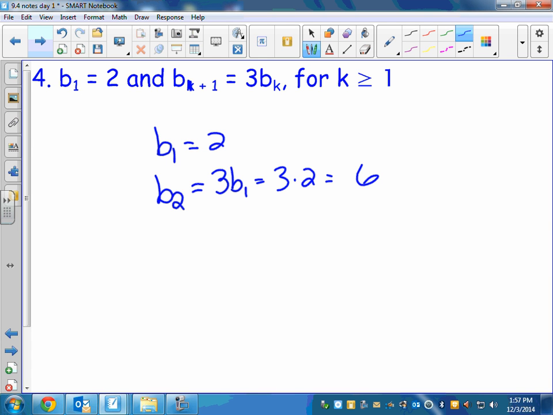Honestly, when I look at these formulas, maybe I don't do it the right way, but I don't even look at the case. I just always know that means, oh, just do 3 times the one before it.